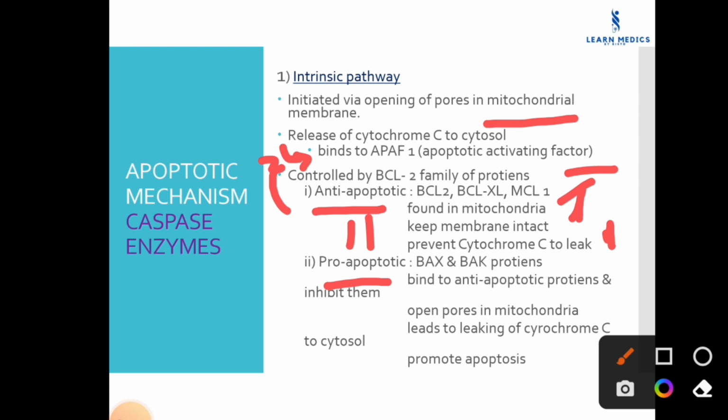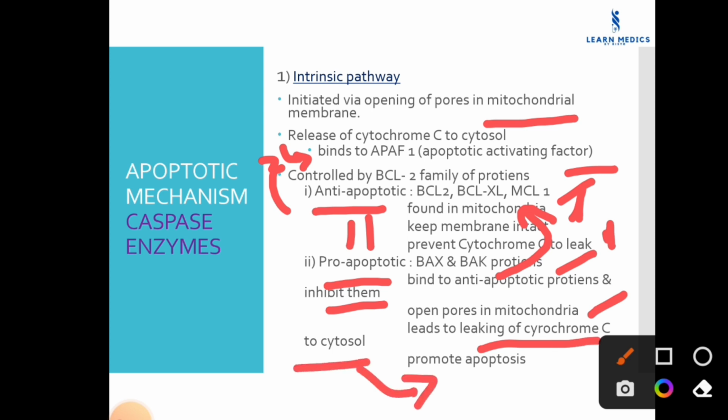Then how does apoptosis occur? It is by the pro-apoptotic proteins. BAX and BAK are the pro-apoptotic proteins which bind to anti-apoptotic proteins, like BCL2, BCLXL, or MCL1, and inhibit them. This leads to the opening of the mitochondrial pores. Open pores lead to leakage of cytochrome C into the cytosol, which initiates apoptosis.